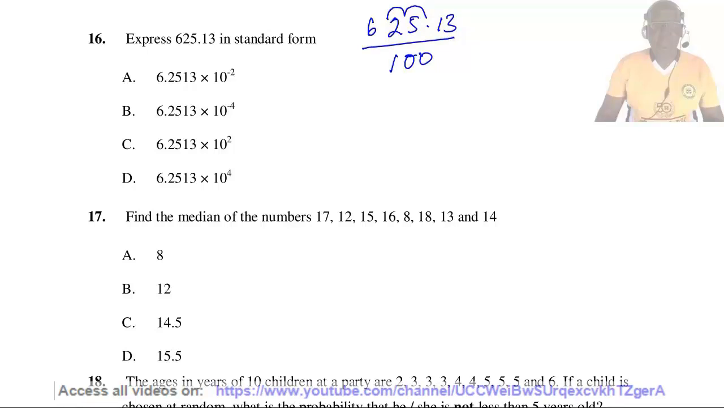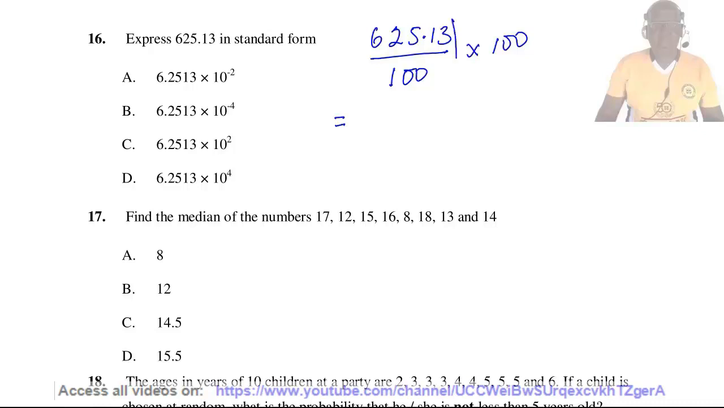So, 625.13 divided by 100 times 100. Since we've divided by 100, this will cancel this. So this is equivalent to 6.2513. Then 100 is 10 squared.